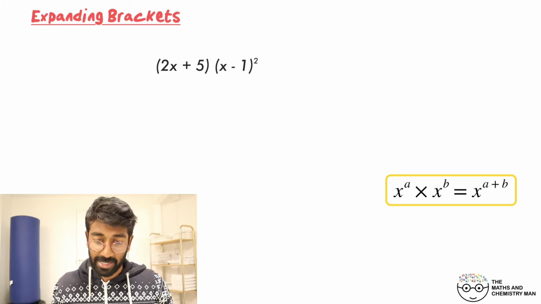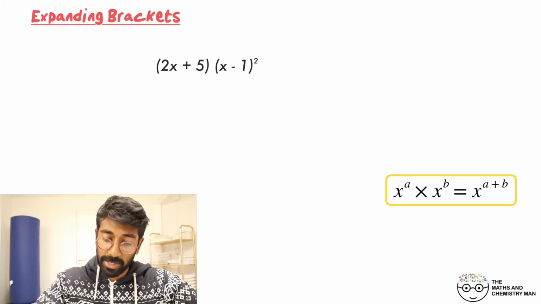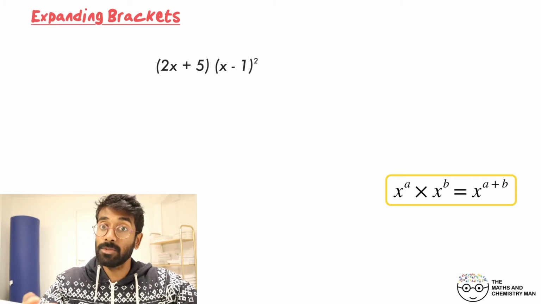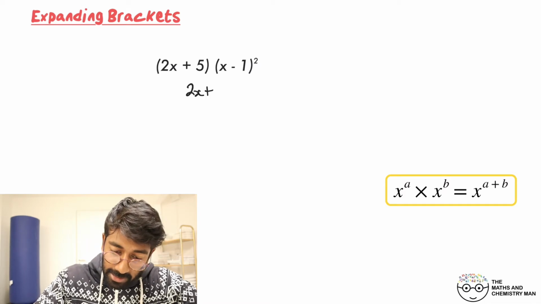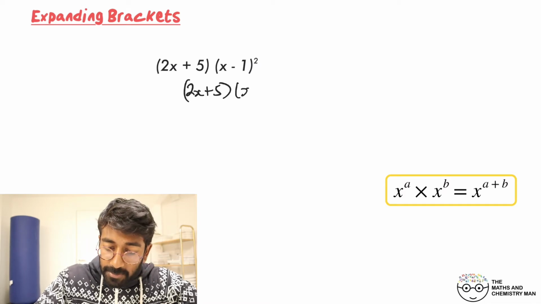This time where you've got the bracket squared, right? That x minus 1 has a little squared on it. So what should we do? I think we should write it out twice. So this is actually the same as 2x plus 5, and then x minus 1 and another x minus 1.